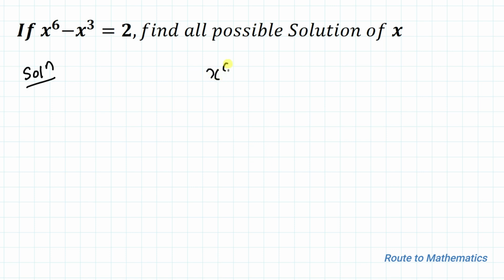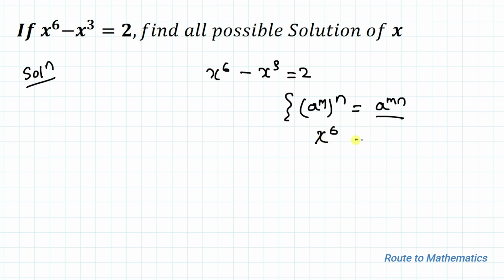So we have given x to the power 6 minus x cube equals to 2. Okay. So we know an exponential law, that is a to the power m whole to the power n is equals to a to the power mn. Let's just consider this a to the power mn as x to the power 6. So I can write this x to the power 6 as x cube whole to the power 2. So 3 multiplied with 2, nothing but 6. This implies is x cube whole square minus x cube equals to 2.